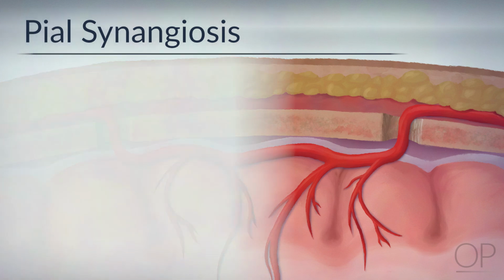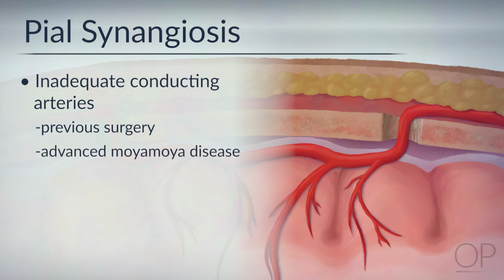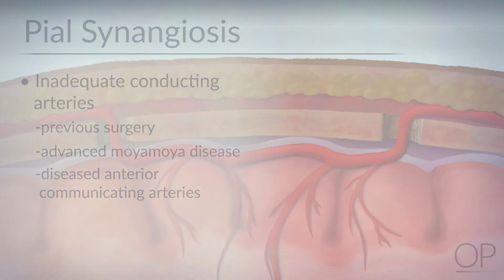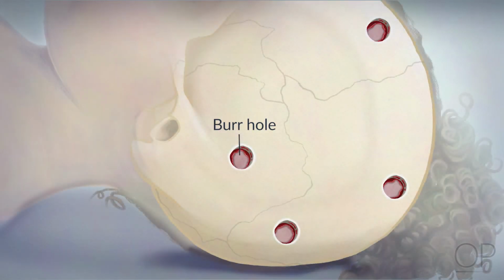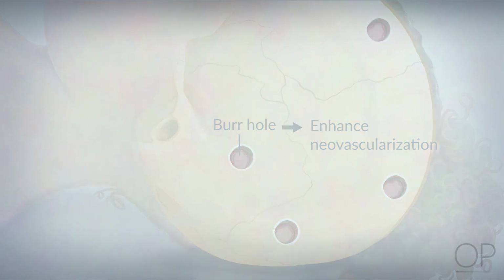A subgroup of patients may have inadequate conducting arteries due to previous surgery, advanced Moyamoya disease, or region supplied by diseased anterior communicating arteries. The surgical technique that may be required in these patients involves placing burr holes over the ischemic region of the brain to enhance neovascularization of the underlying cerebral cortex. This relatively simple technique frequently promotes blood flow in the underlying cortex. Burr holes can be used as an adjunct to help revascularization, but are of limited use as a standalone operation except in specific cases, best reviewed on a case-by-case basis.